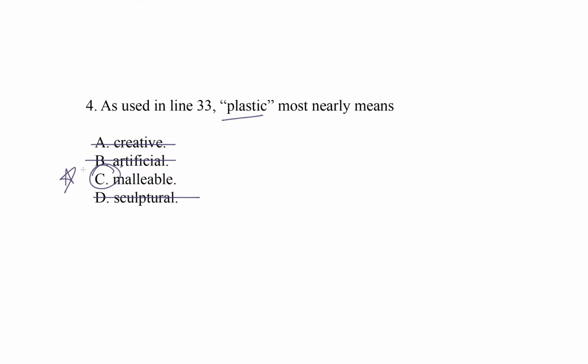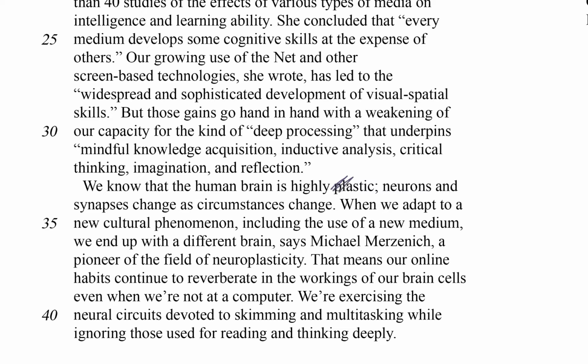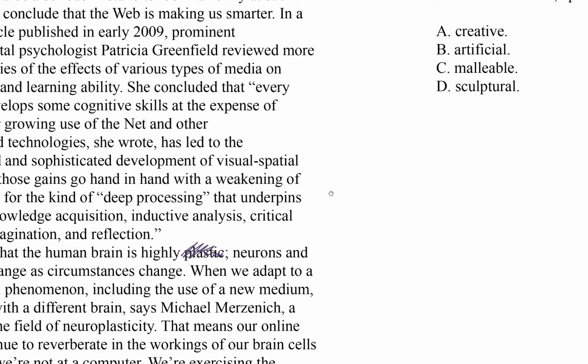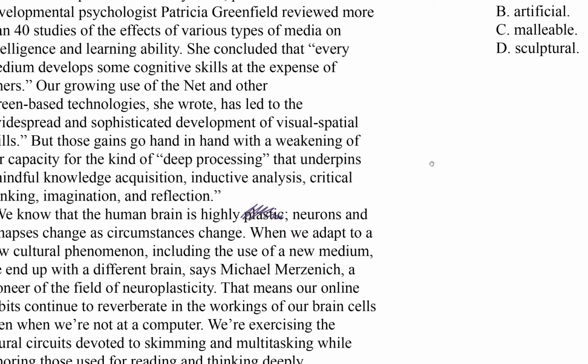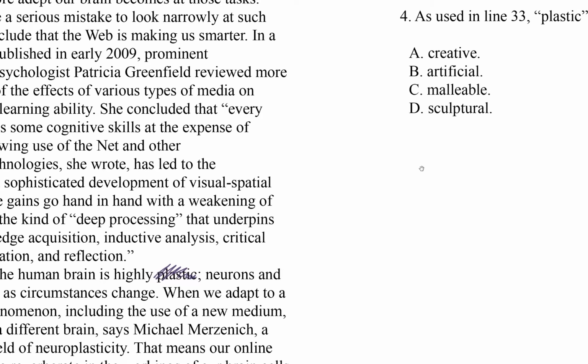But let's say you're having trouble with making a prediction. So let's head to plan B. Instead, let's take the choices and plug them into the sentence. So let me erase my work. I'm going to do the same thing. I'm going to cross out plastic, and then we're going to start substituting in the choices. So we know that the human brain is highly, creative, artificial, malleable, sculptural. We know that the human brain is highly creative. Neurons and synapses change as circumstances change. That's plausible sounding, although it doesn't necessarily make logical sense. What do brain parts changing have to do with the brain's creativity?